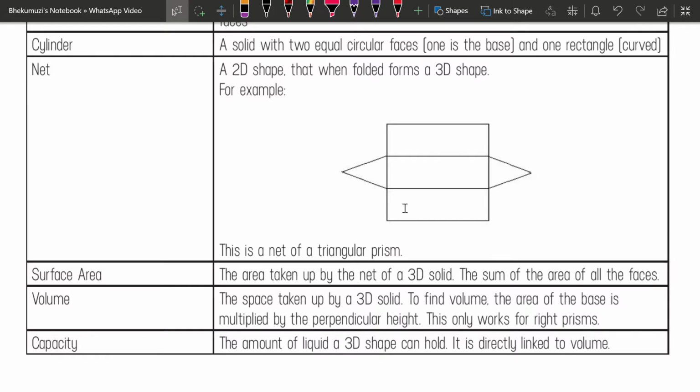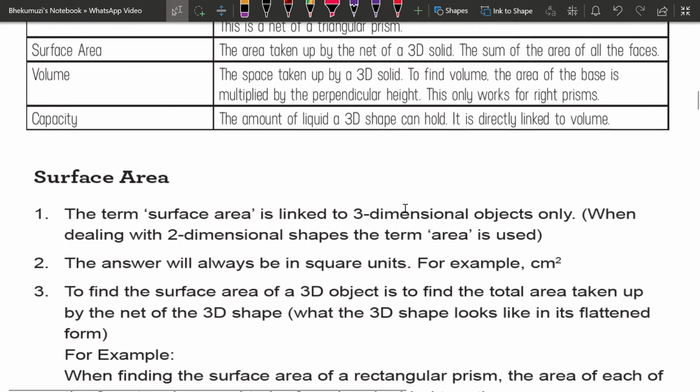And then we have surface area, which is what we're looking at, the area taken by the net of a 3D shape, the sum of the areas of all the faces. And then we have the volume, and that is the space taken by a 3D solid. To find volume, the area of the base is multiplied by the perpendicular height. This only works for right prisms. And then we have the capacity, right, which is just the amount of liquid a 3D shape can hold. It is directly linked to volume. And those are the terminology.